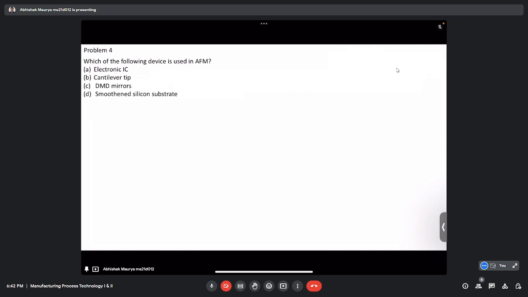Please read this problem and you can keep your response in the chat box. So AFM, here it is a short form of atomic force microscopy. Please read the problem and you can give your response in the chat box. After that, we will discuss it together.